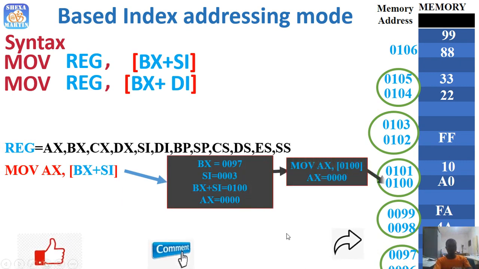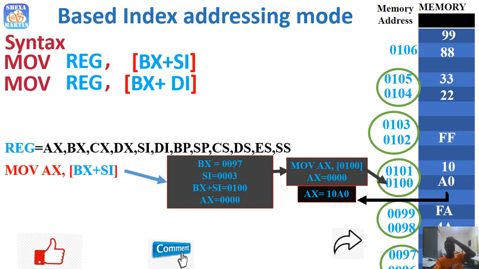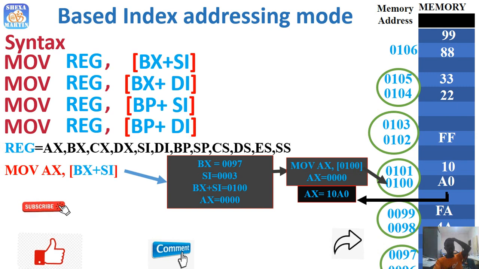That is 0977, which is BX. And then SI is 003. And then we add the two. We get 0100. Then our instruction changes to move AX, 0100, and then the value that is in AX is still 0000, and then we take the value that is at that 0101 into AX. We are done. So same applies to other registers. I've shown you all the combinations that you may have for based indexed addressing mode.